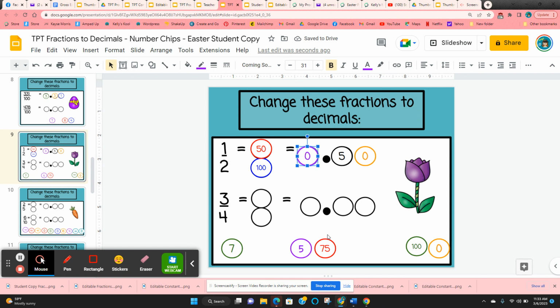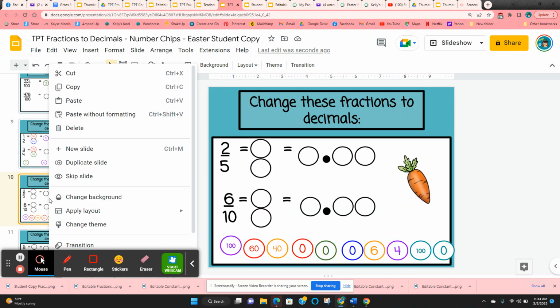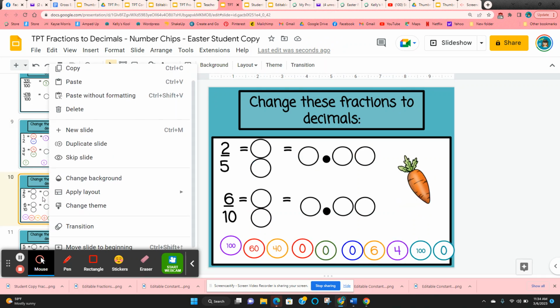Here, they know they have to multiply times 25 to get 100 in the denominator. That means they're going to multiply by 25 in the numerator. And that'll give them a decimal of 75 hundredths. They've got another one to do like that.